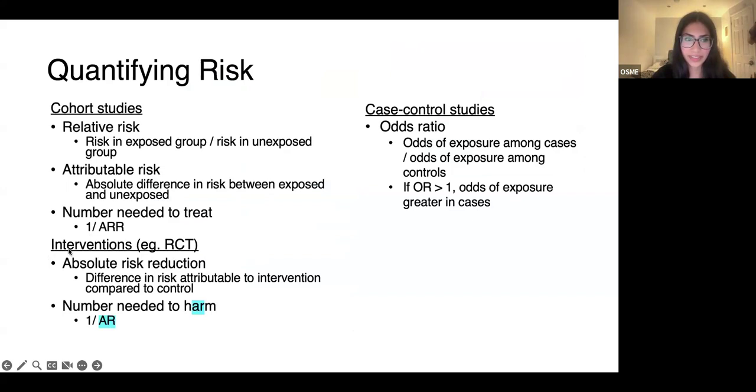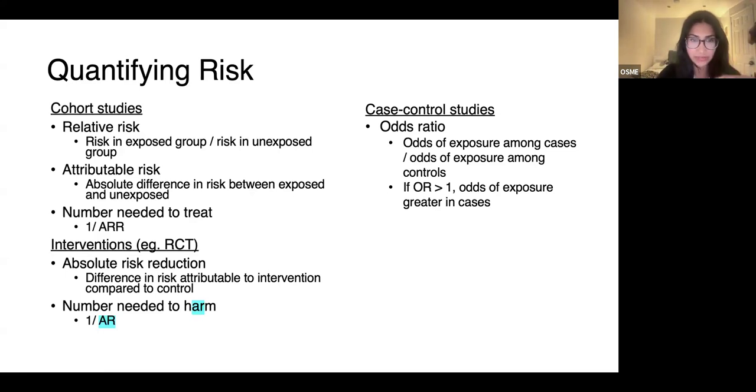Okay. So again, a concept that I found kind of hard to wrap my head around, but there are three types of studies that we've discussed and three different risk measures that we can use. So starting with cohort studies, where we're looking at if people were exposed to something and then if they go on to develop an outcome.